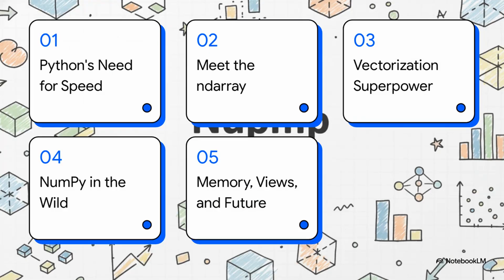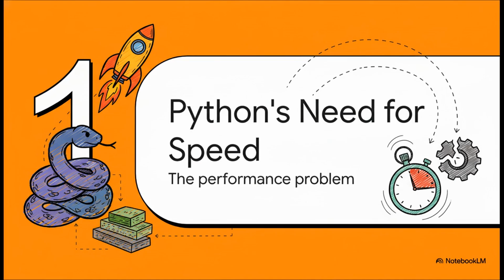So here's the game plan. We'll start with why Python needed a performance boost in the first place. Then we'll meet the amazing data structure that solves the problem. We'll uncover its superpower, which is called vectorization, see how it's used out in the real world, and then wrap up with some advanced stuff that'll get you ready for the future. All right, let's start with the why.